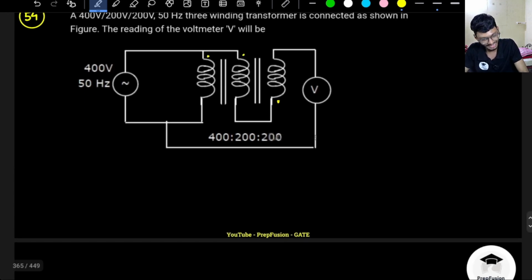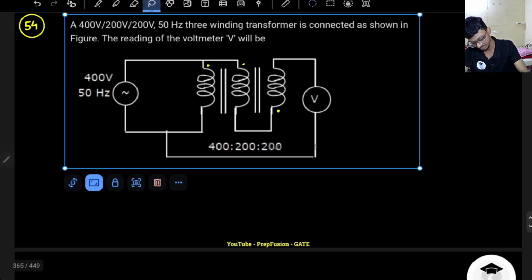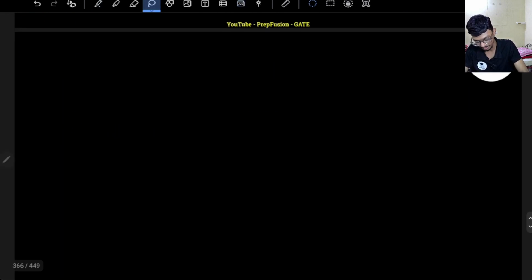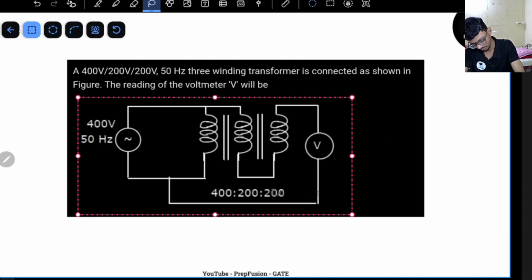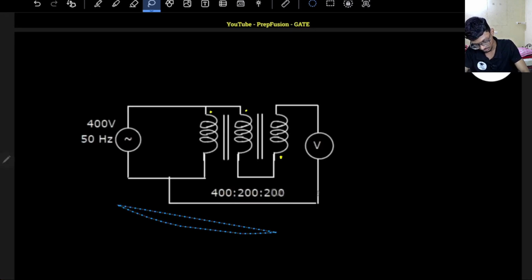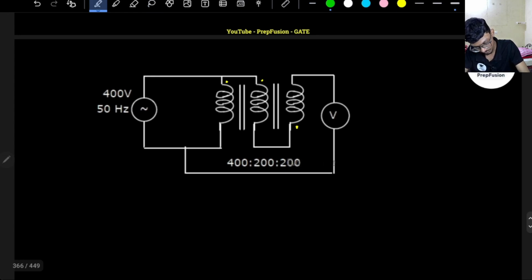We had solved this previously, so now again we will solve it. We have to find out the voltage. So if I copy this circuit, the voltage reading across the voltmeter will be plus minus V here, the voltmeter reading. If the dot is plus, this will be plus minus, and this will be plus minus.